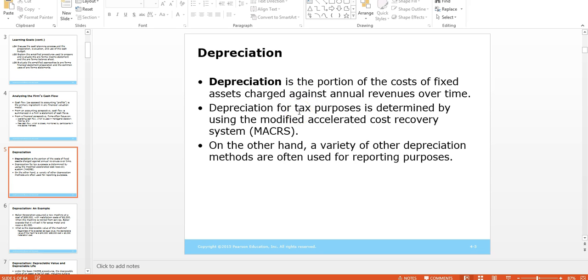So there's a method used called MACRS, which stands for Modified Accelerated Cost Recovery System, and it's just one of many methods, mostly used for tax purposes, to calculate your depreciation. And you basically write off fixed assets. As I said, there are many other methods that are used, but the most popular is MACRS here. So I just want to make that point.